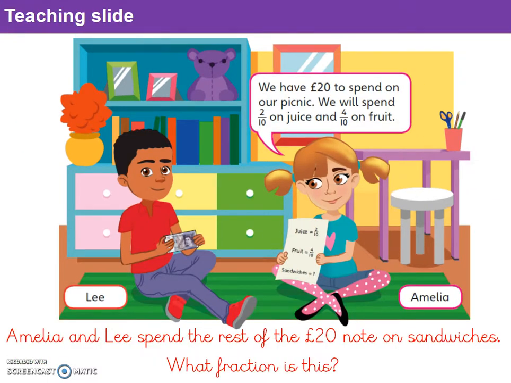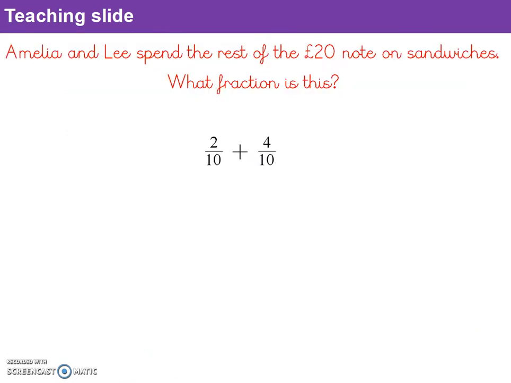So let's begin by looking at question 1a. Amelia and Lee spend the rest of their £20 note on sandwiches. What fraction is this? Well, our first step with this is to work out what fraction have they spent already. And here we can see that they're spending 2/10 of the money on juice and 4/10 of the money on fruit. So altogether they're spending 2/10 and 4/10.